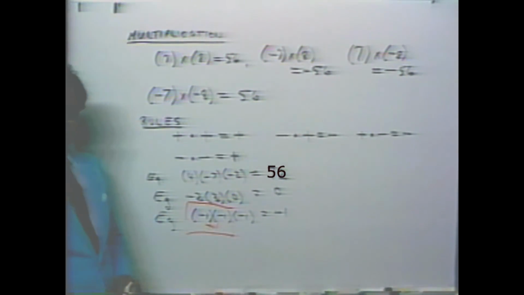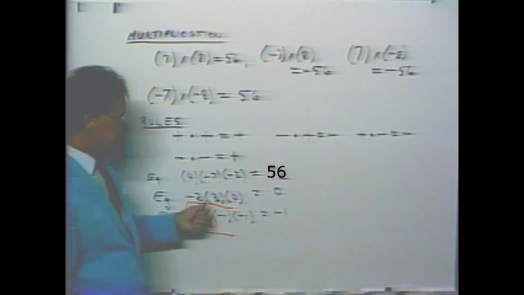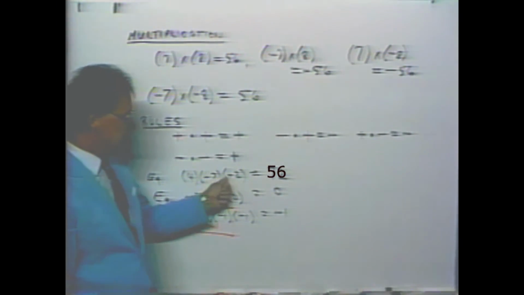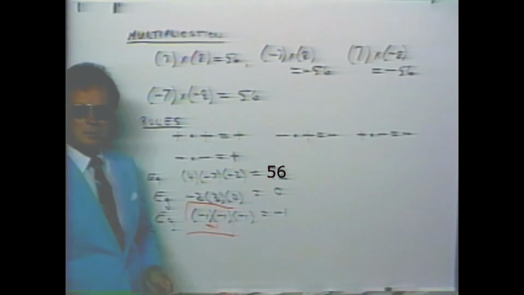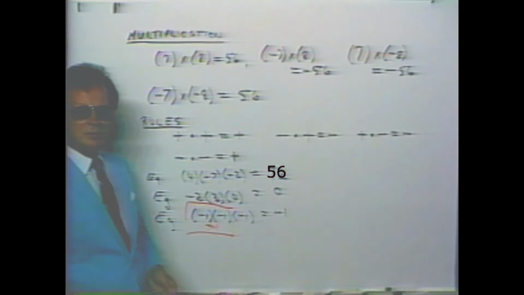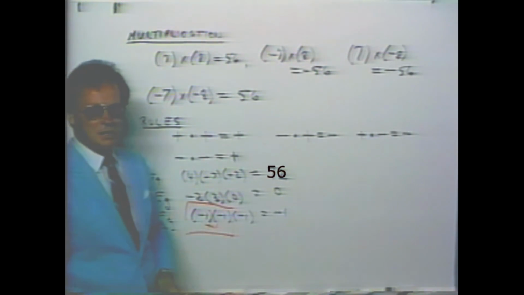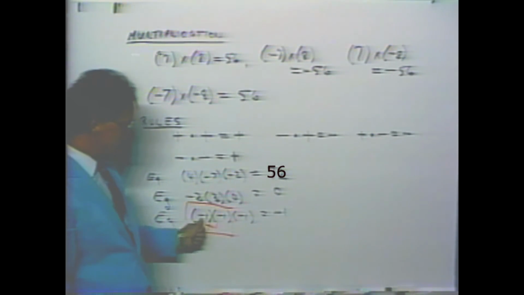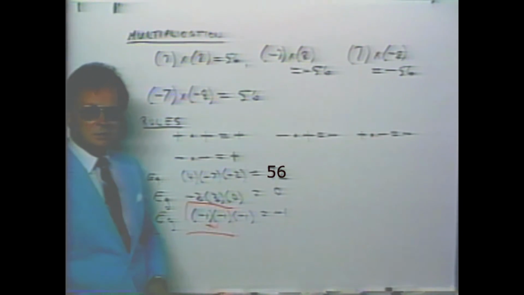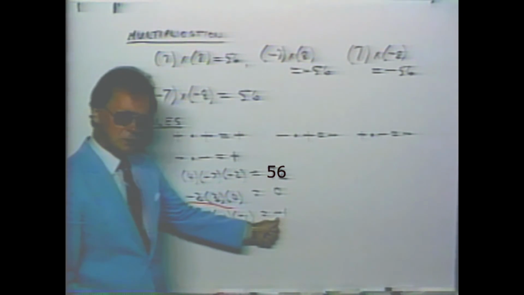And the rule that I was referring to is the following. If you have an even number of negative signs in a sequence of operations involving multiplication, then the answer will always be positive. And if you have an odd number of negative signs in a sequence of numbers that are multiplied, the result will always be negative.